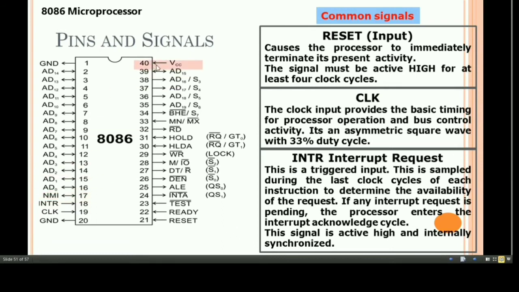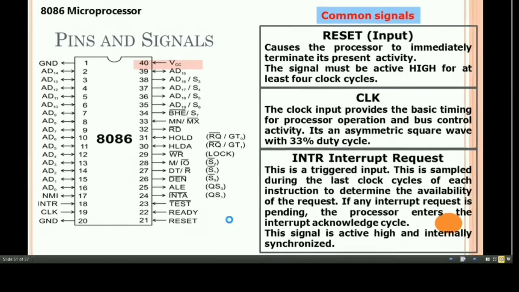Next is pin number 40. It is the VCC, used for the power supply. So pin number 40 is VCC, pin number 20 is ground and pin number 1 is also ground. These are used for power supply connections.